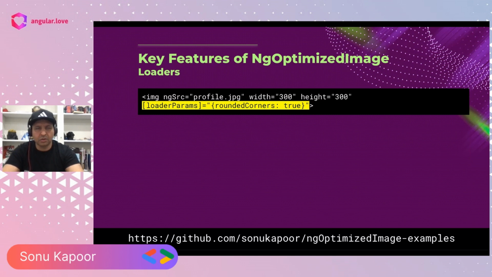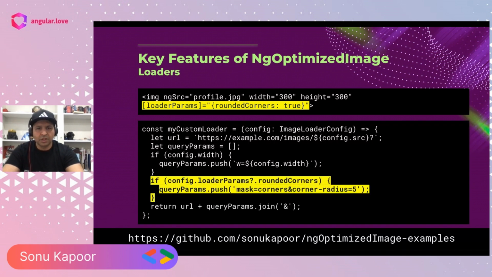And here's an example of how that would look, right? So we just set the loader params input and define the value we want to pass through. So in the loader function, we then use this property to modify the behavior of our loader, right? So in this case, we're adding the rounded corners query parameters to our URL, right? So this way you can essentially pass anything you like along to the final URL for the image.